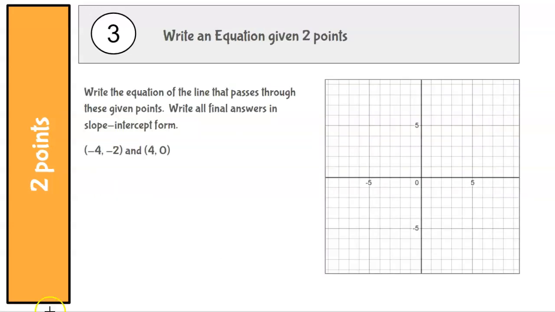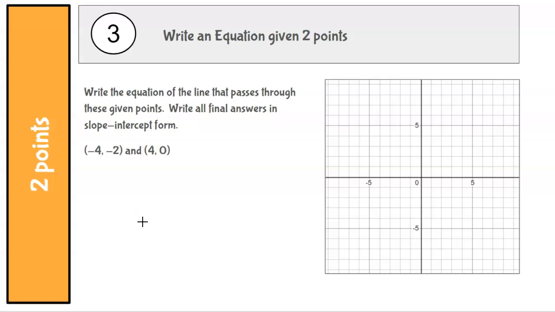Write the equation of a line that passes through these given points. Write all final answers in slope-intercept form. And you'll remember from the last video, just because it says it wants its final answer in slope-intercept form doesn't mean that you need to start there. I don't have the slope and I don't have the y-intercept, so I'm not going to start with slope-intercept form.